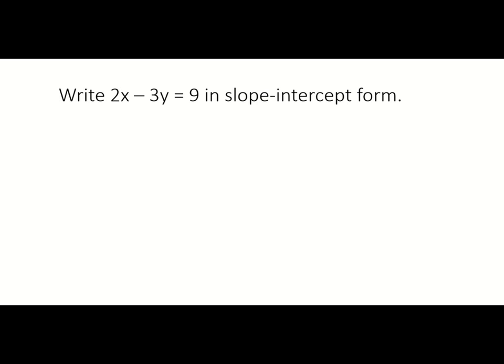So our first example says, write 2x minus 3y equals 9 in slope-intercept form. In order to do this, we have to remember that slope-intercept form is when y equals mx plus b. So when we have equations written in standard form, we have to convert them to slope-intercept form in order to create the graphs. So what we have to do is get y by itself. The first thing I will do is remove anything that's not with the y. So in this case, that's 2x.